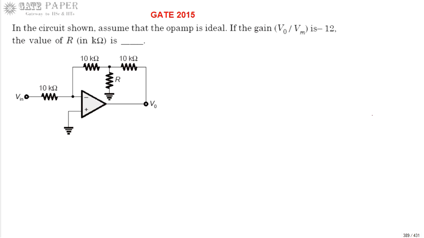If the gain V0 by Vin is minus 12, okay. So basically we know the ideal characteristics. Some of the important ideal characteristics are, first one, V0 is equal to 0 when the input is equal to 0. That is 0 output for 0 input. Whenever you apply 0 input, the output must be 0.